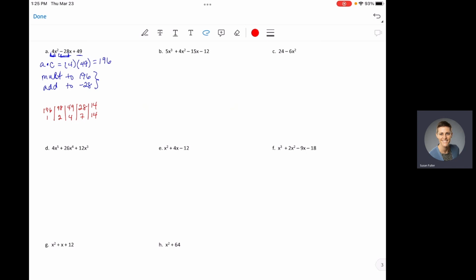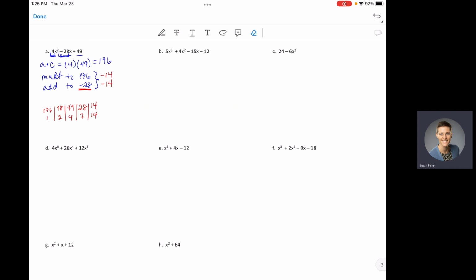And again, just practice. You can just keep dividing by numbers, working your way up until you find some of these guys. So 14 times 14 is 196. Oh, and I can get negative 28 from these guys. What if they're both negative? We found our two numbers that are going to multiply to 196 and add to negative 28.